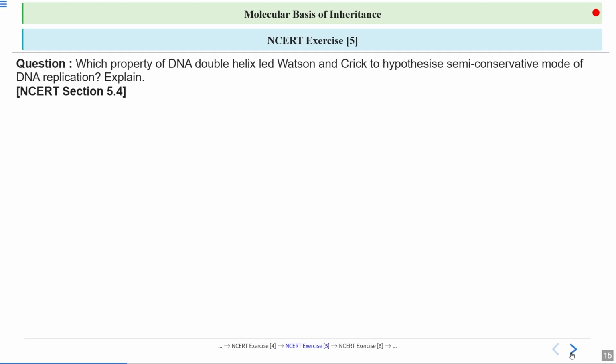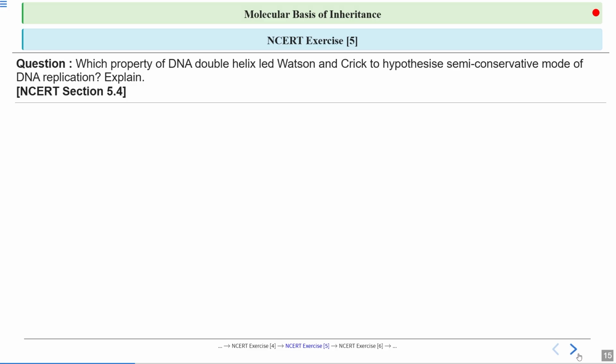Now comes the next question, NCERT exercise question number 5, which says, which property of DNA double helix led Watson and Crick to hypothesize the semi-conservative mode of DNA replication? Explain. This is from NCERT section 5.4. So this question asks what properties of the DNA double helix structure made Watson and Crick hypothesize that the DNA replication mode is semi-conservative in nature.